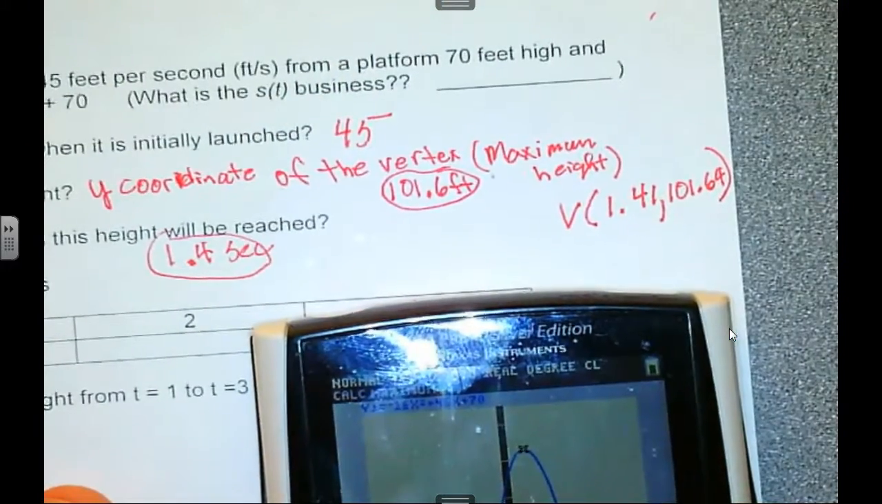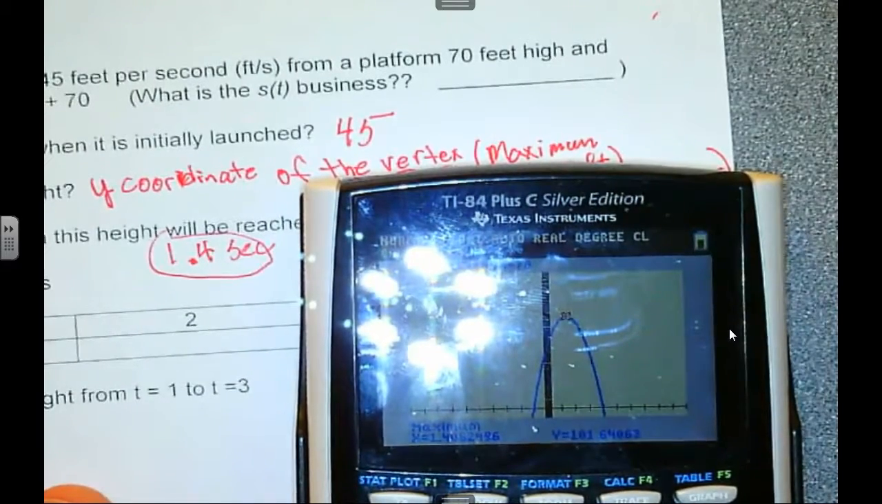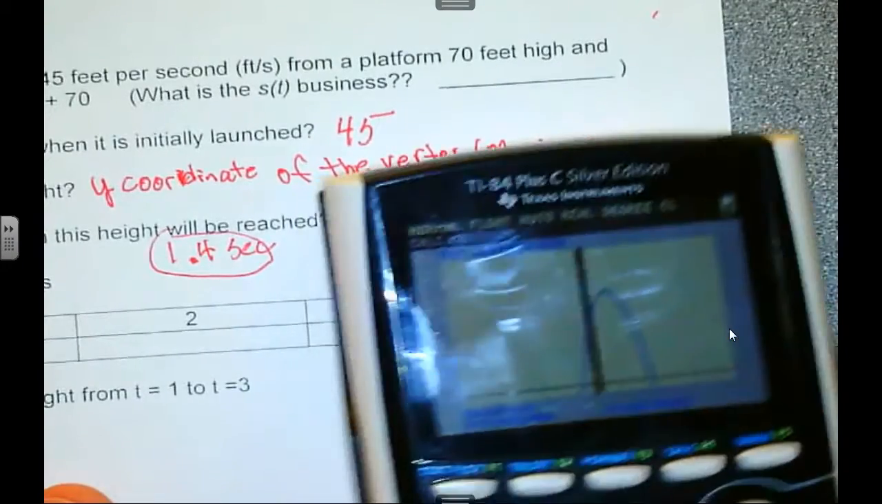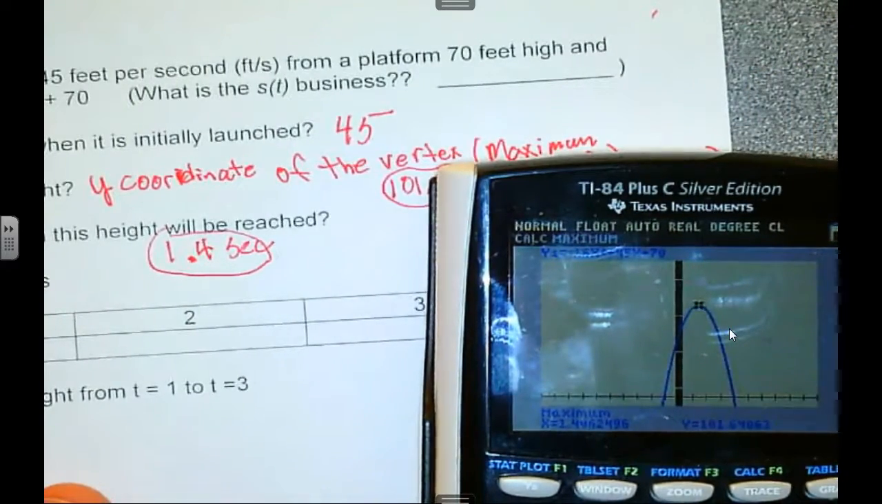What'd you get? You did something wrong. Either you weren't to the left of the point or right of the point or something. You should have got 1.40. Okay.